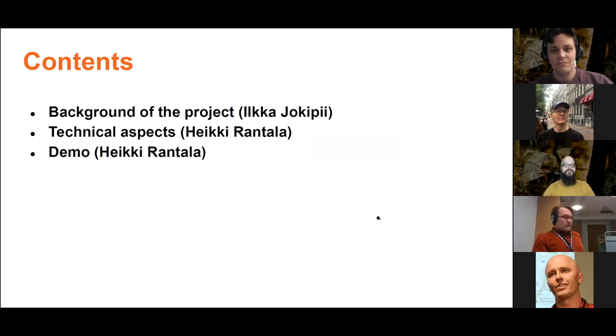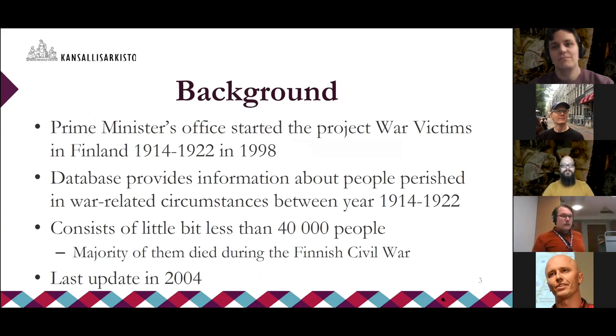So next slide, please. The War Victim Sampo is based on an older database, and the project for that database was started in 1998 by the Prime Minister's Office of Finland. The database provides information about people who perished in war-related circumstances between the years 1914 and 1922. The database had a little bit less than 40,000 people in it, and the majority of them died during the Civil War. There are also some people in the database who died, for example, in the First World War and in wars after that. The database hasn't been updated in many years, and it was last updated in 2004.